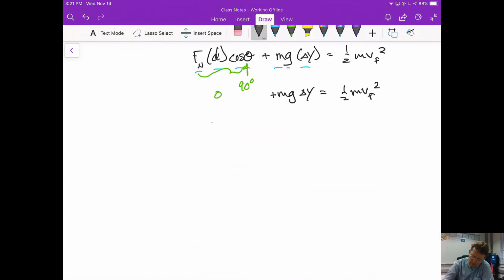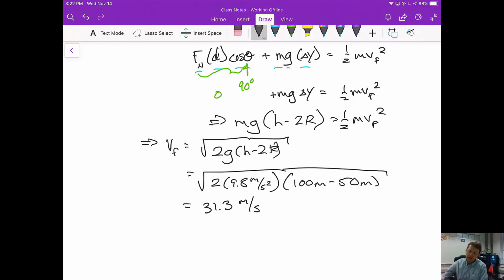So we've got mg times h minus 2r equals 1/2 m v final squared. Now we can go ahead and solve for v final. We do the algebra, plug in the numbers given, and we get 31.3 meters per second. That's like 60 miles an hour. That's really fast, maybe too fast, but whatever.